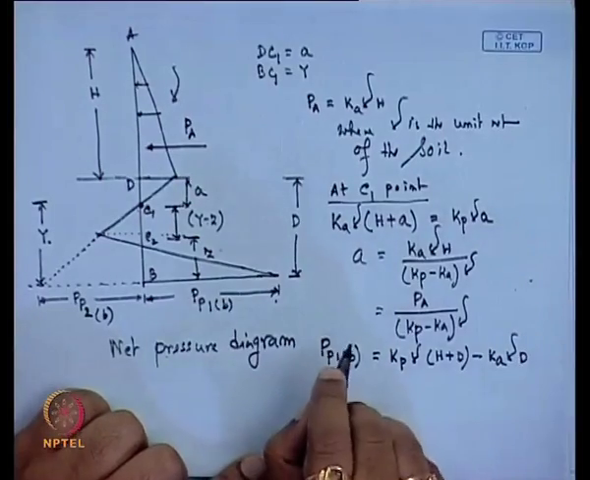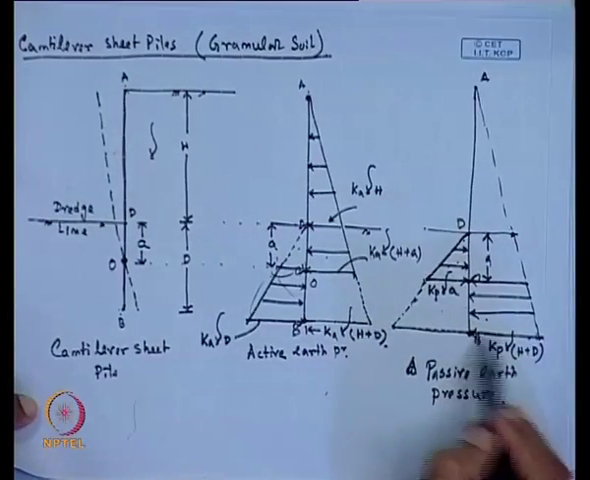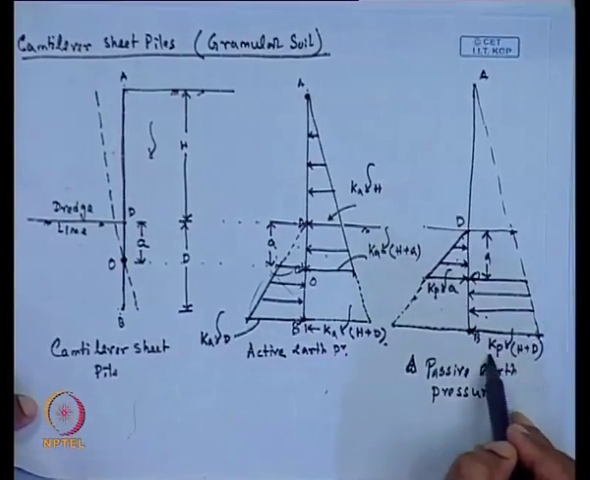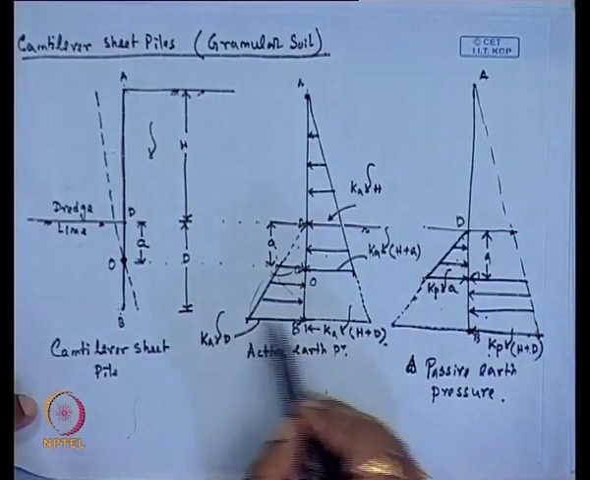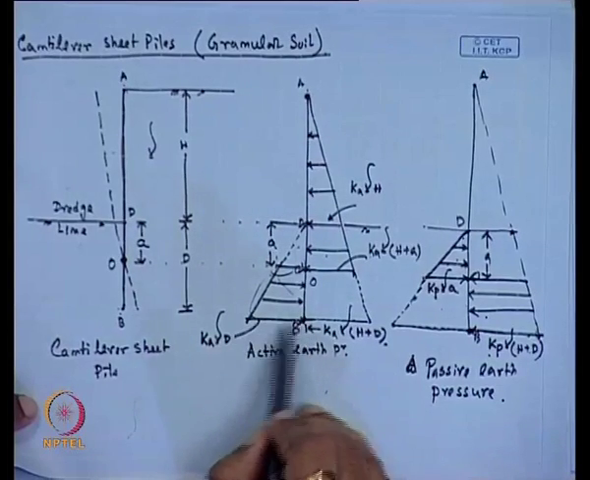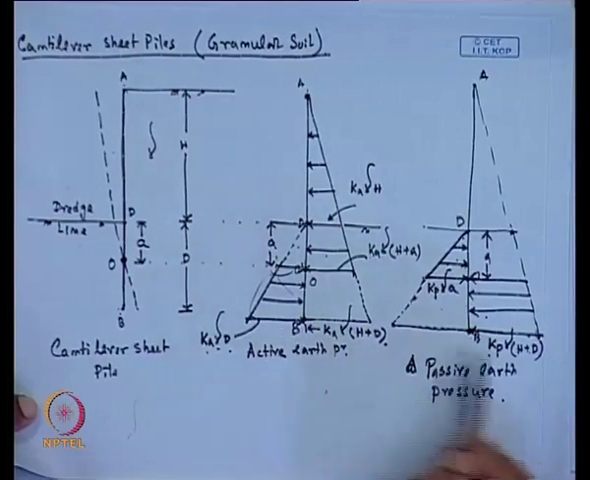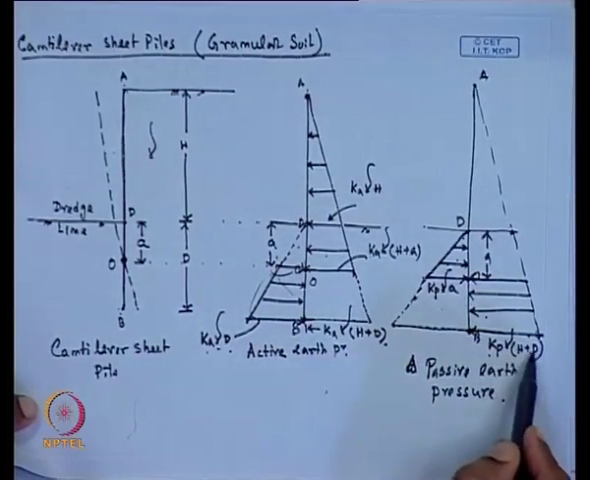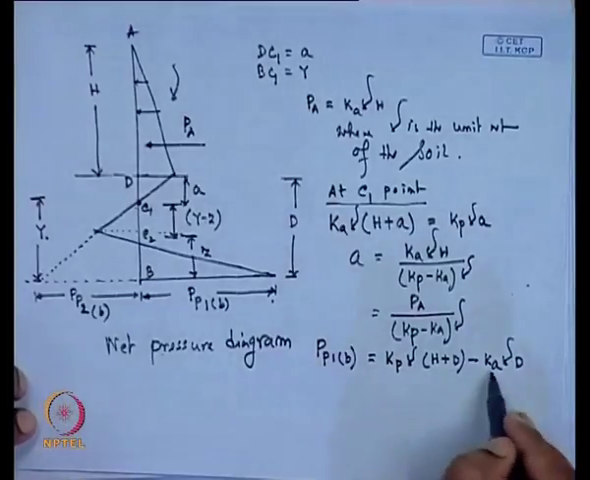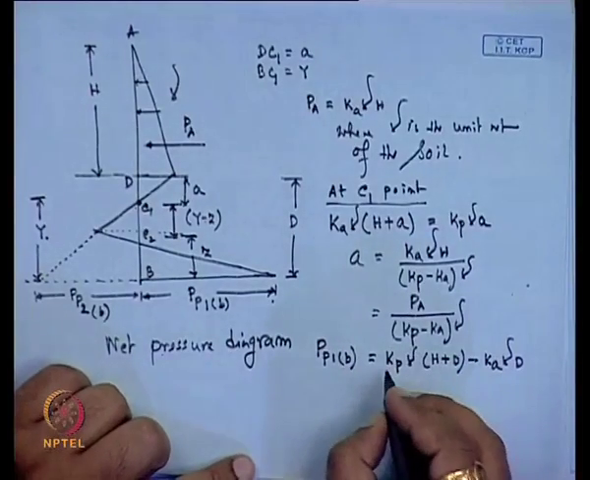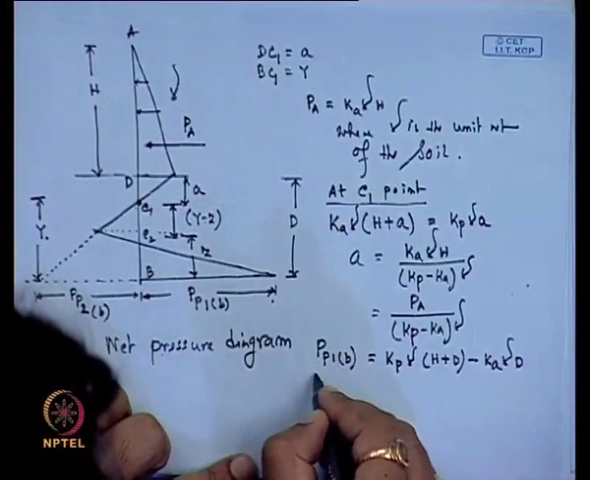So, we can see from this figure that at this point the passive force is K P gamma into H plus D, and here the active force is K A gamma into D. So, if we take the net, then this will be K P gamma H plus D minus K A gamma D. So, this is the net pressure diagram for this P P 1 B.